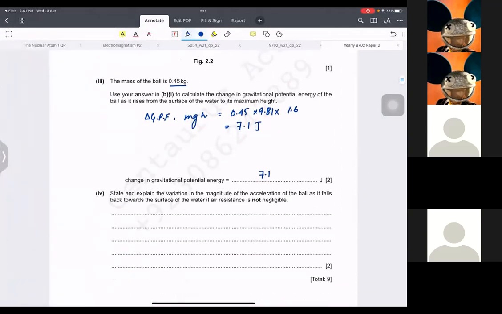Now, state and explain the variation of magnitude of acceleration of the ball as it falls back towards the surface of water if air resistance is not negligible. So when it falls back, number 1 for 2 marks, I would write speed increases.